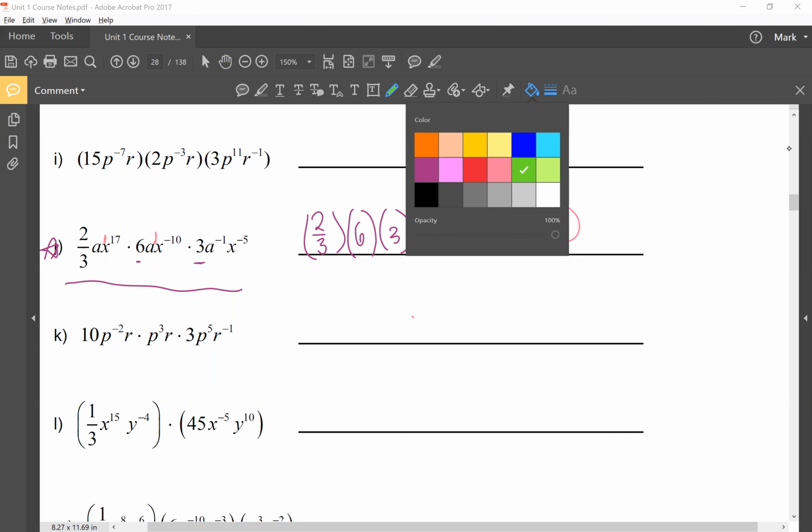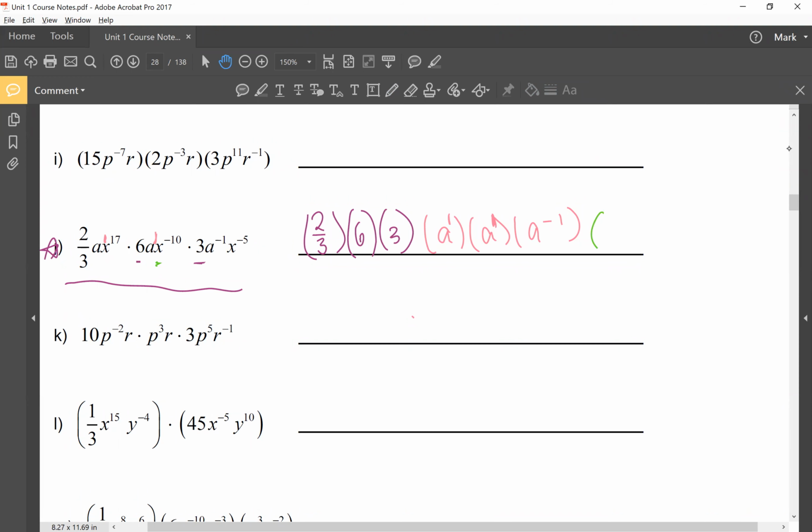Okay, what about my X's? Well, I have 17 X's. I have -10, and I have -5. And this is a good moment to talk about what another student mentioned. Do you have to show your workings? You don't have to show me all of this, okay?